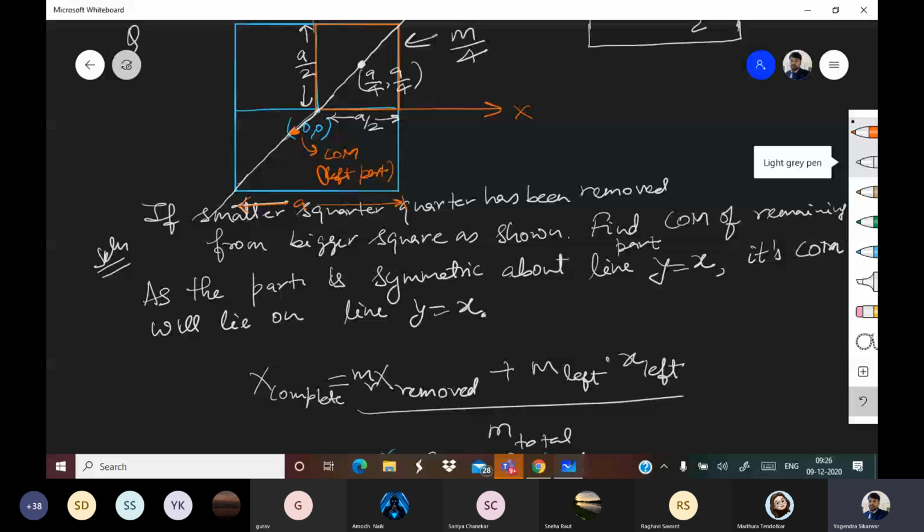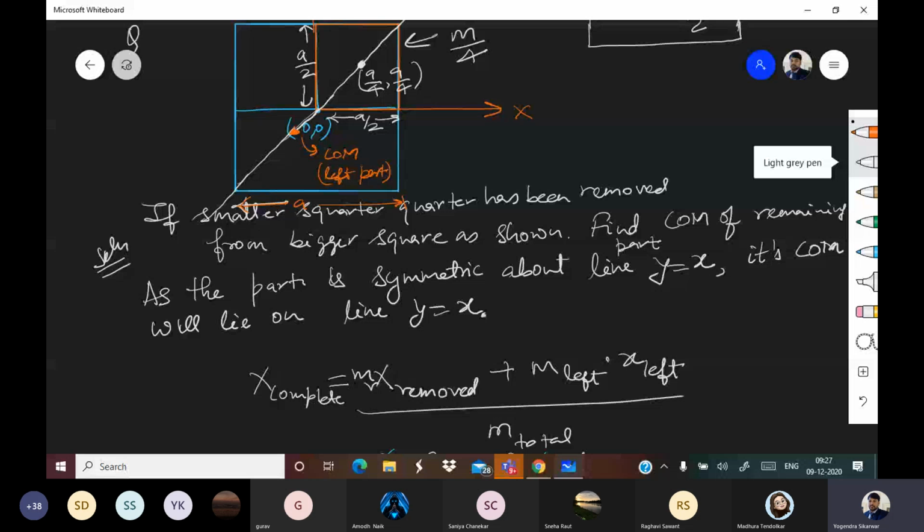Any doubt, any question? Amod, your x coordinate is not equal to your y coordinate, so your answer cannot be correct. If the center of mass is lying on the line y equals x, the x coordinate should be equal to the y coordinate.